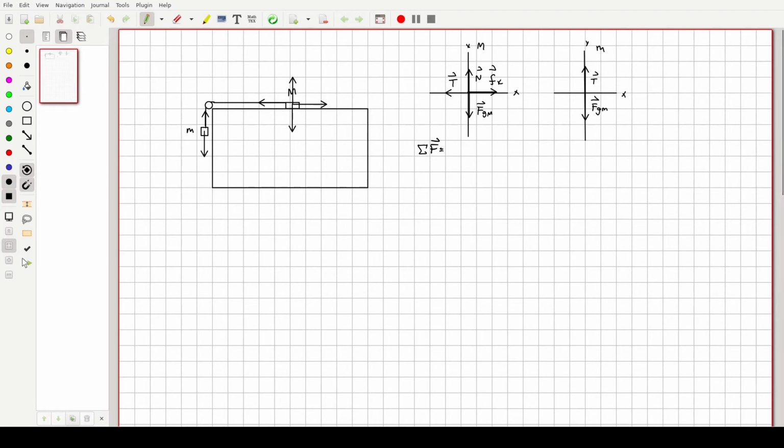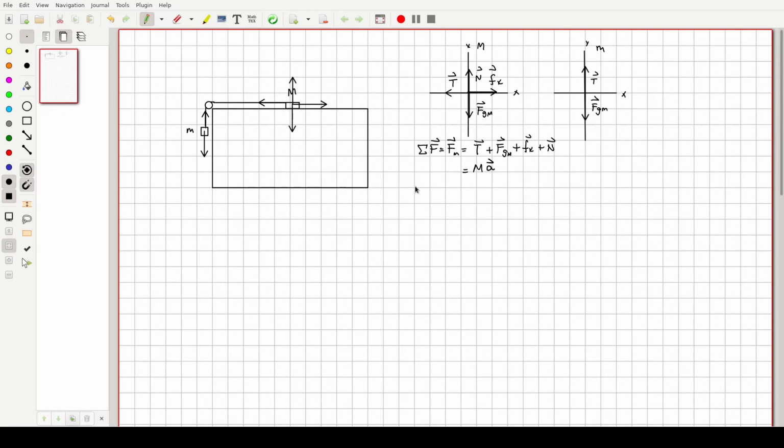we'll say on big M, to get the net force on it, you have a tension, you have its weight, you have the kinetic frictional force, and then you have the normal force. And these are going to add up to cause the big mass to experience acceleration.